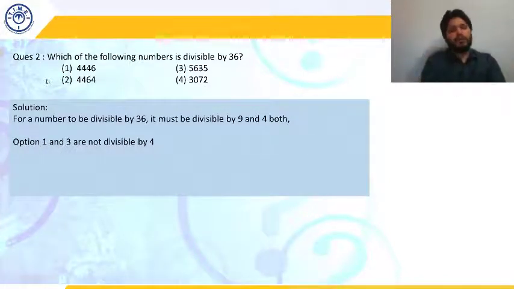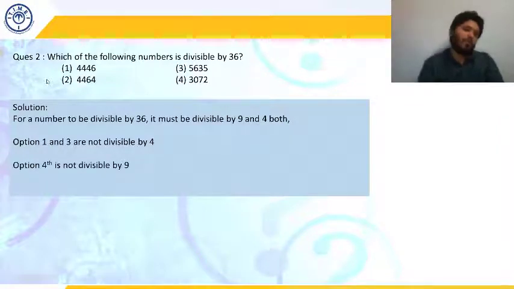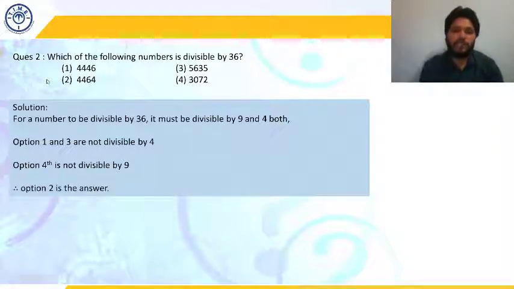Let's check option 4 also. Is it divisible by 9 or not? What is the sum of the digits? It is 7 plus 2 is 9, plus 3 is 12. And 12 is not divisible by 9. So this number is also not divisible by 9. So the answer here is option number 2, which is 4464, because it is divisible by 4 and 9 both. And for a number to be divisible by 36, it has to be divisible by both 4 and 9 simultaneously. I hope it is clear to everyone.